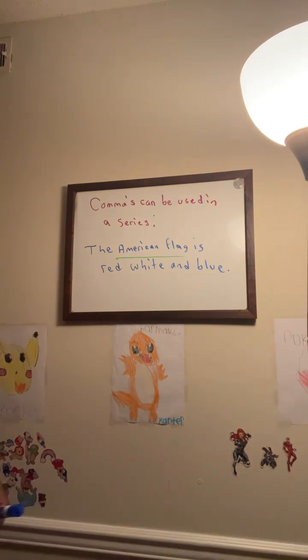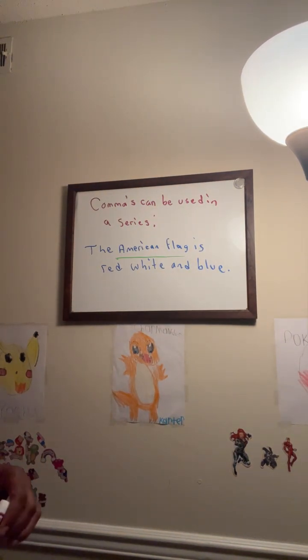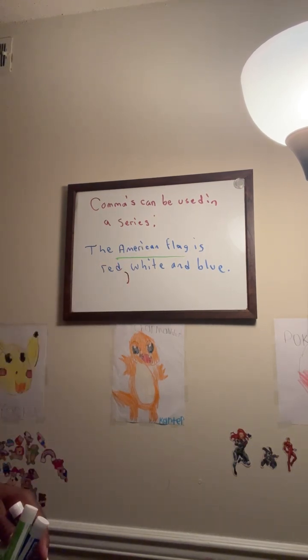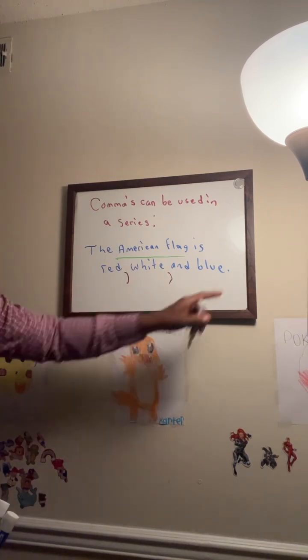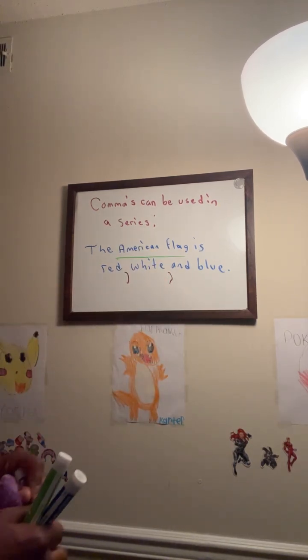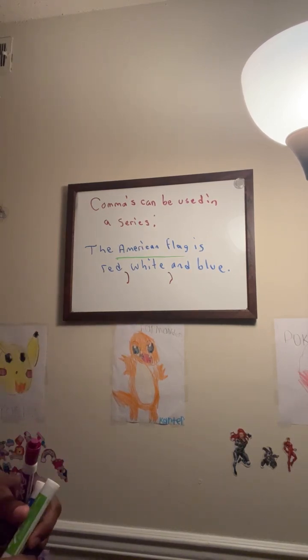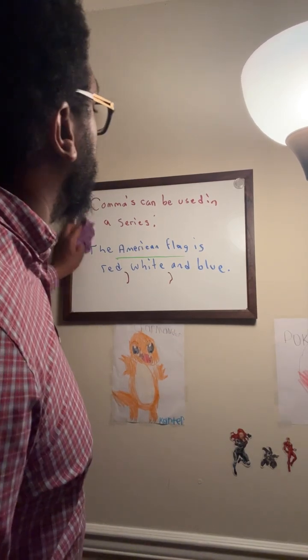So where would our first comma go? The American flag is red, white, and blue. It's going to go after the red. All right, where would the second one go? Right before the and. All right, and then we don't need one here because we're adding on as an addition to the description of red and white. We're adding on blue. So this is a comma used in a series, okay? That's another way a comma functions.